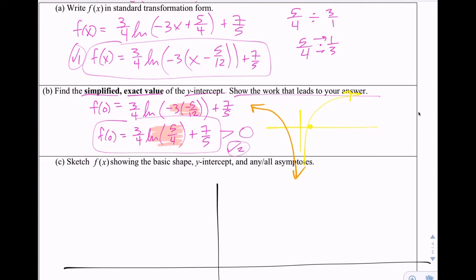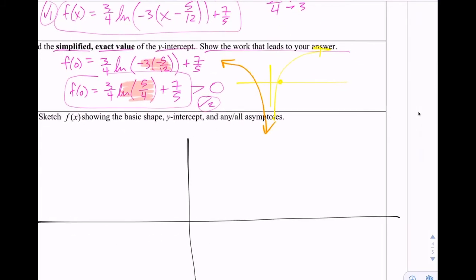What does the 3 do in front of the x? Horizontal compression by a factor of 1/3. Does that change the shape or the orientation? Well, it changes the shape, right? Makes it a little bit steeper, essentially, when you compress it, but it still is decreasing to the left, so we don't really show that. Now the important one. We pick it up and move it right 5/12 and up 7/5. Now the up 7/5 we don't really show, but the right 5/12 is kind of important.